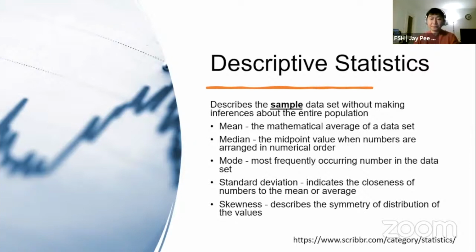Mode is the most frequently occurring value or number in the data set. Standard deviation gives you an estimate of the closeness of the numbers to the mean or average. So very familiar din po tayo dyan. And the skewness describes the symmetry of distribution of values. So binibigay po nung skewness yung actual shape ng data natin, if it's normally distributed or it's leaning towards the left or right, or if it's positively skewed or negatively skewed.